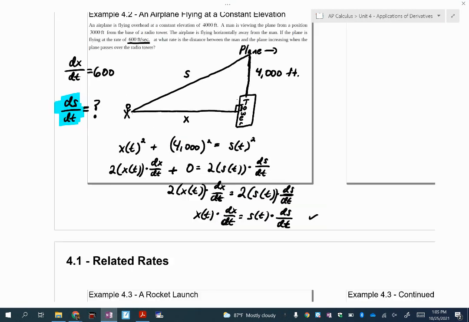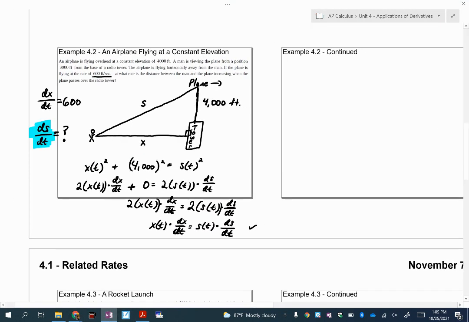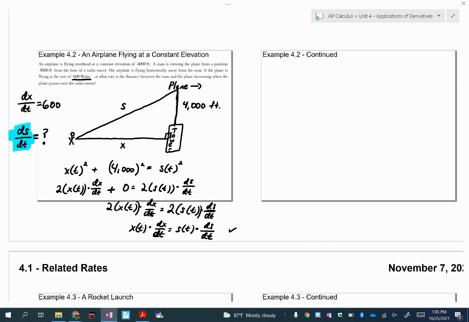Now, at this point, if I try to solve for ds over dt, I'd have too many unknowns. I do know that we have x of t, that distance between the person and the spot directly under the plane, is 3,000 feet. That's how far away the person is from the radio tower. And I know the rate at which the plane is flying, 600 feet per second. But I'm trying to solve for the rate at which the distance between the man and the plane is increasing, which is ds over dt. But I don't know the distance between the man and the plane, that letter s.